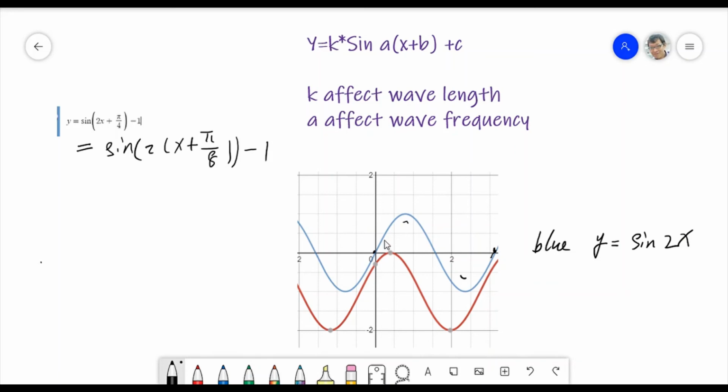If it is just y equals sine x, then the difference is that the period will not be 1 pi but 2 pi, right? It will be 2 pi, but the wavelength is still the same, still the 2, right? Okay, so now let's see another example.